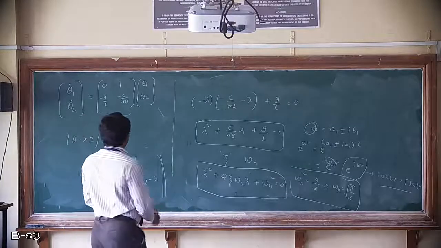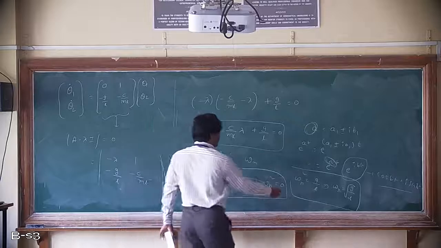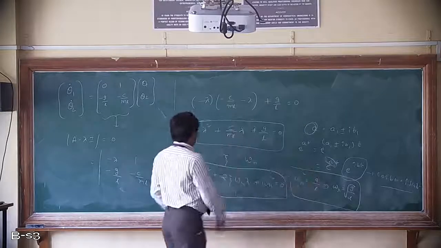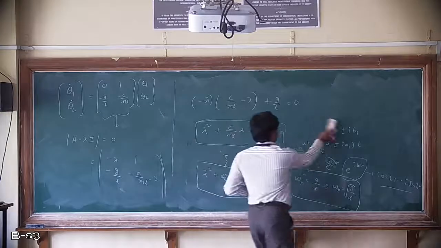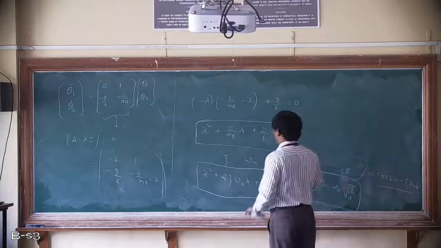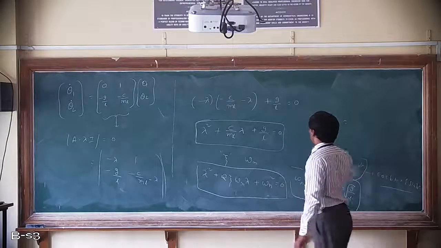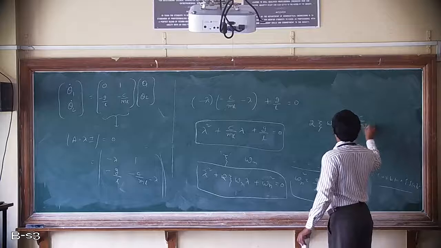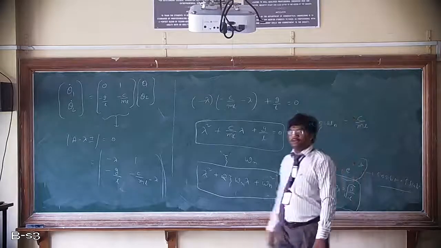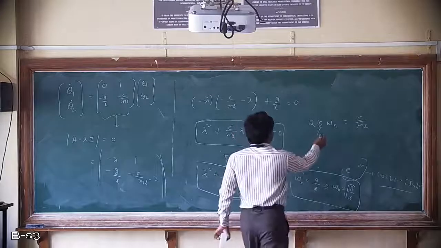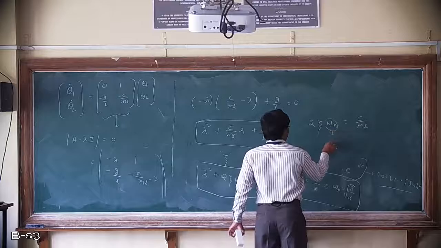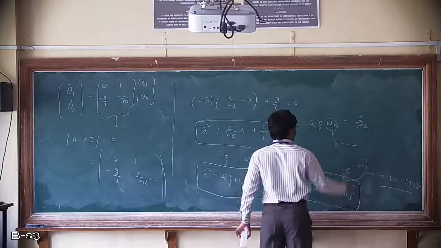You can find omega n square, omega n is root of g by L. So you can compare 2 zeta omega n also. If you compare that, 2 zeta omega n is equal to c by ml. You can compare like that. If you know omega n, the natural frequency, from this you can find the zeta value.